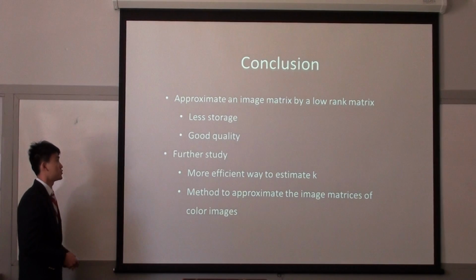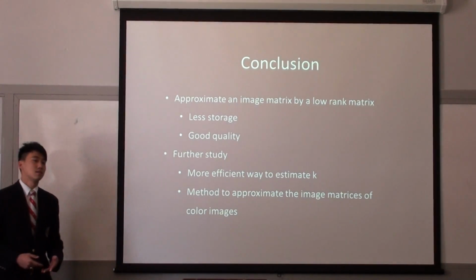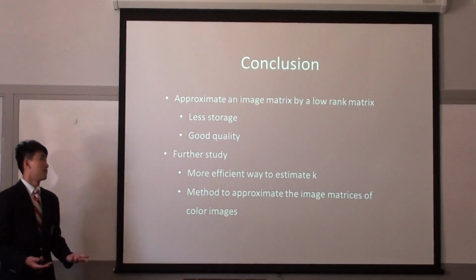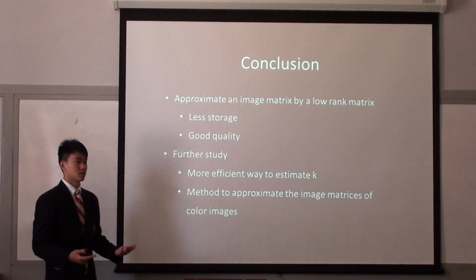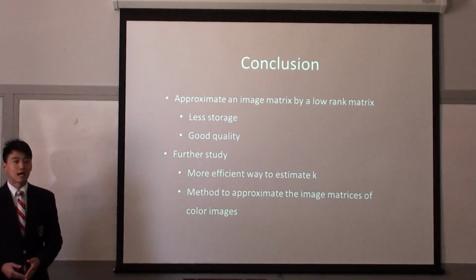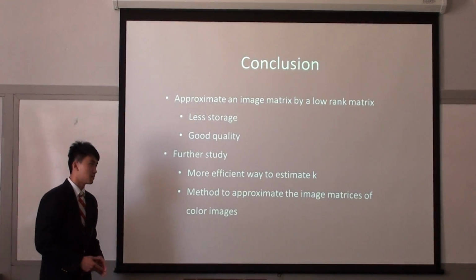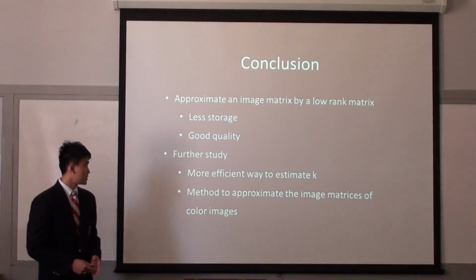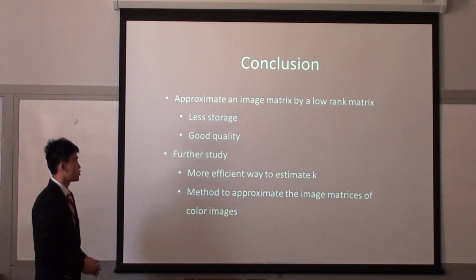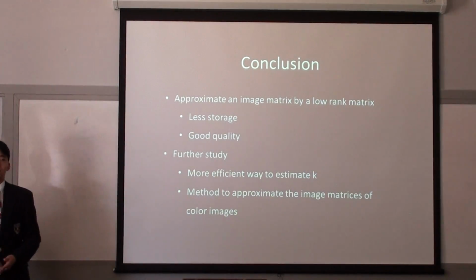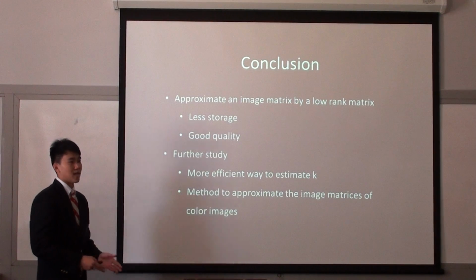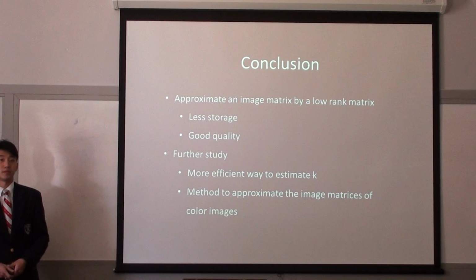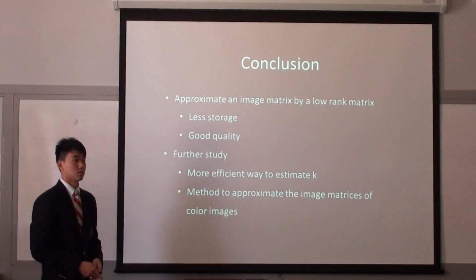And so our conclusion is we try to use less information from the original one to approximate that image, and hopefully we can get a good quality with less information. And for further study, I've been thinking about approximating color pictures, which will be more difficult. And I'm still looking at a more efficient way to estimate K. I think about whether I can use less K, more accurate, to save more space, but also give me the same quality of approximation.